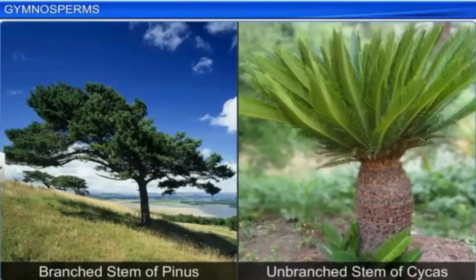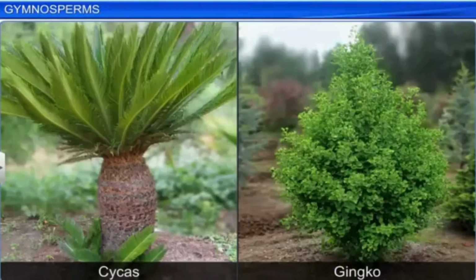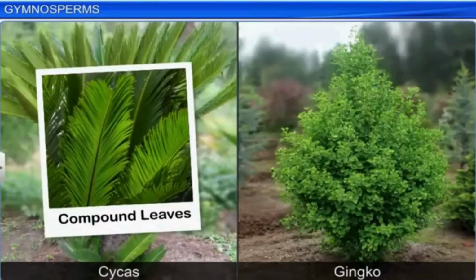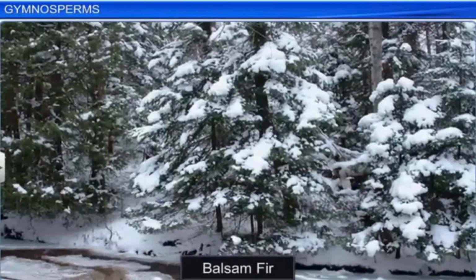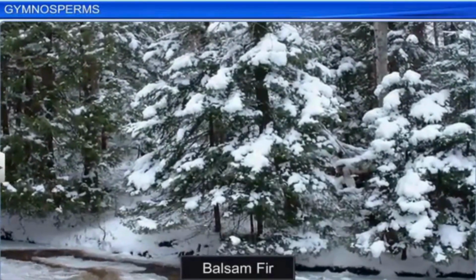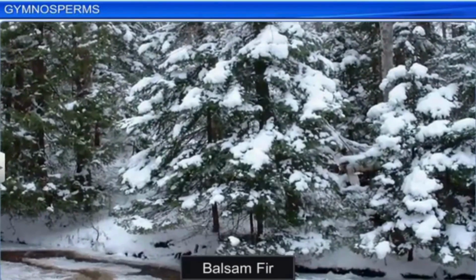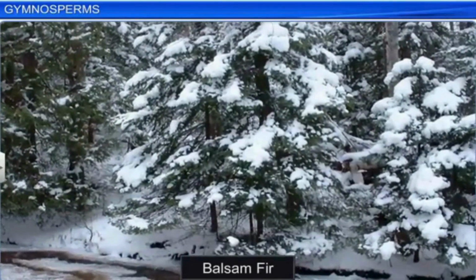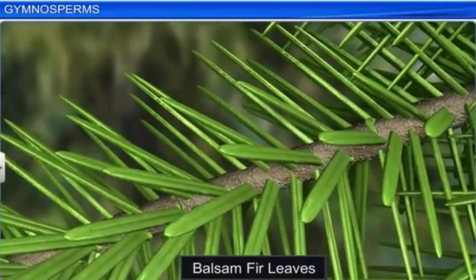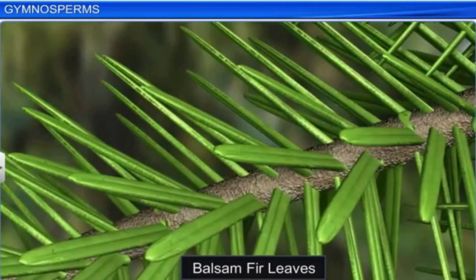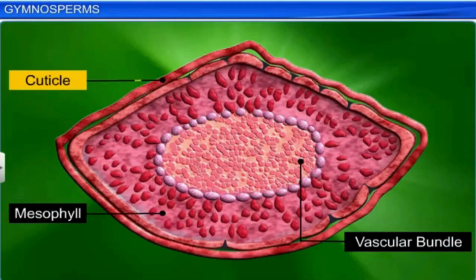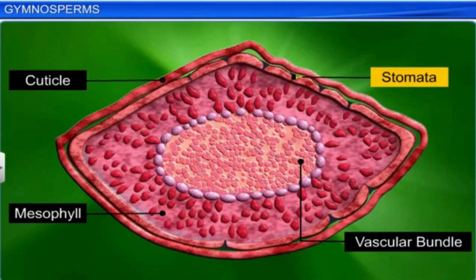The stems of a gymnosperm can be branched or unbranched, and the leaves can be compound as in cycas or simple as in ginkgo. Moreover, these leaves are well adapted to withstand extreme climatic conditions as seen in balsam fir. Its needle-like leaves reduce the surface area, which in turn reduces loss of water due to transpiration. Even the thick cuticle and sunken stomata on the leaves reduce the rate of water loss.